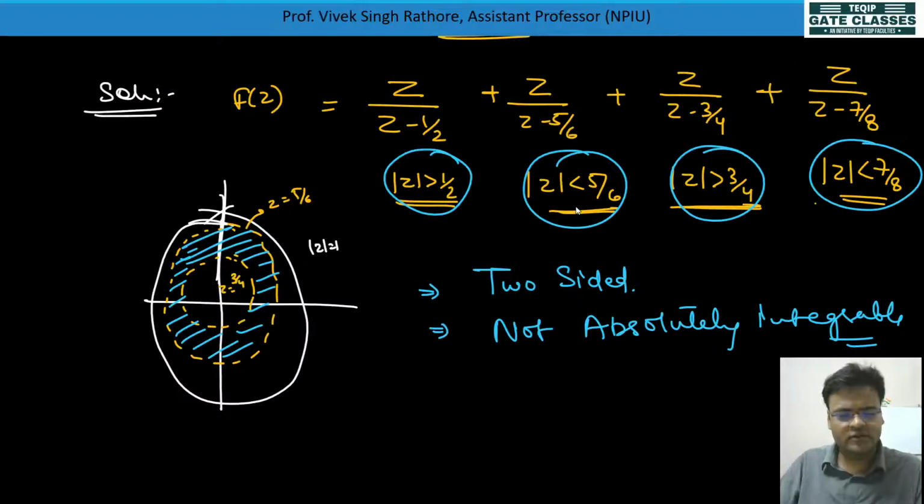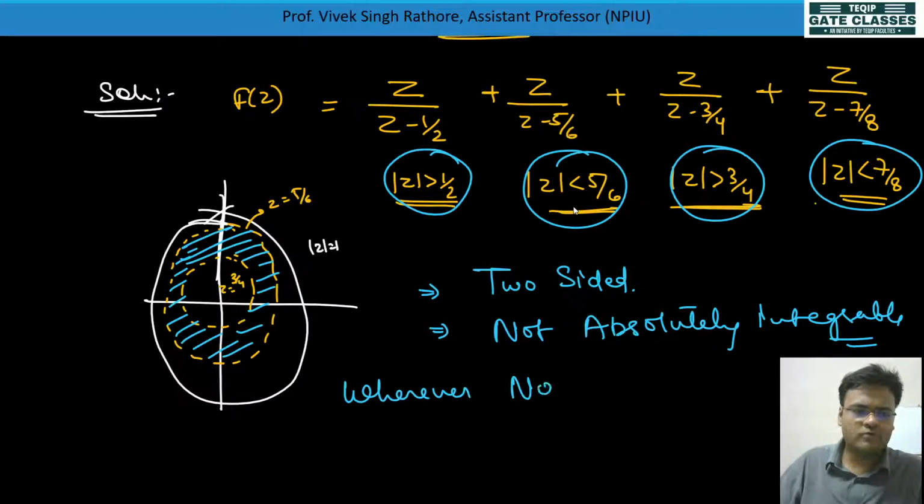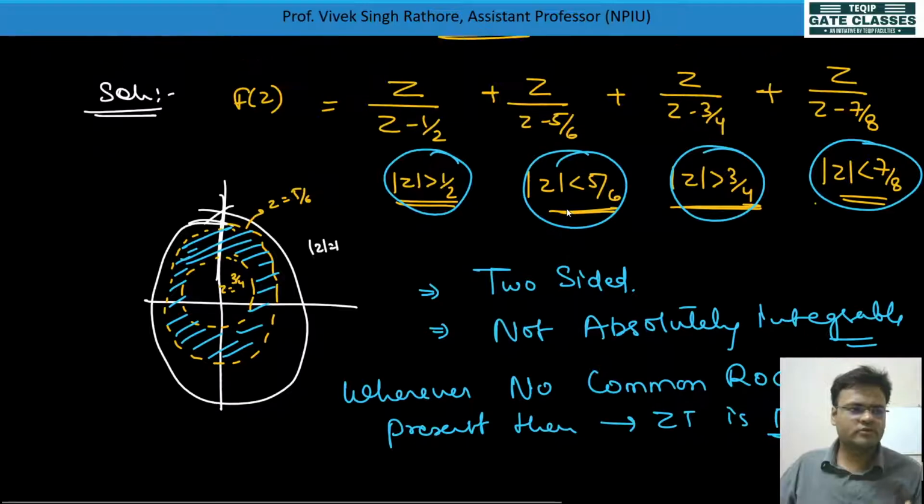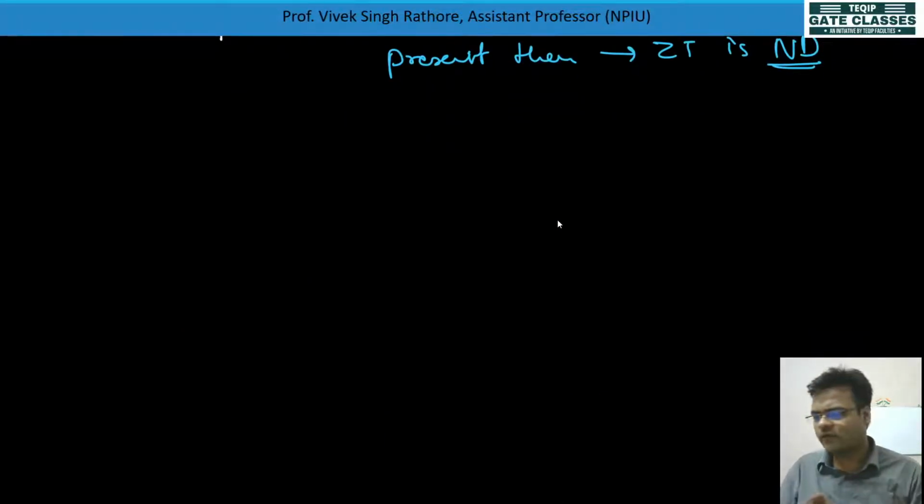I have told you in Laplace also. Here also I am telling you that wherever no common ROC is present, the Z transform is not defined. ND means not defined. So from this question you can understand what I wanted to tell you.